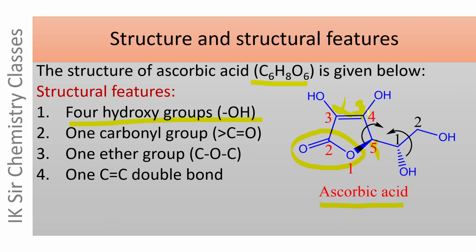This ascorbic acid molecule contains an enediol group. 2 OH groups are attached to the carbon-carbon double bond and hence it is called enediol. This OH group is a primary alcoholic group while this one is a secondary alcoholic group. Let us try to write down and understand the IUPAC name of ascorbic acid.